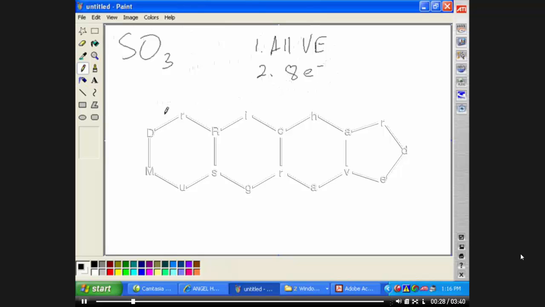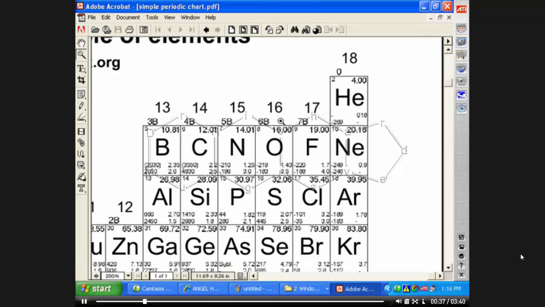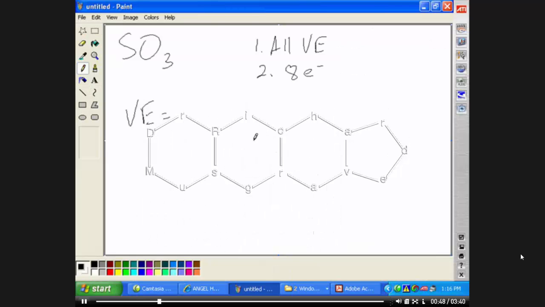here. Alright, the first thing we want to do, calculate the number of valence electrons we're dealing with, because those are the only ones that can be involved in bonding. So let's take a look at the periodic chart here. You'll notice that oxygen and sulfur are both in group 6, which means they both have 6 valence electrons to work with. Alright, so if that's the case, then we've got 1 sulfur, so that's 1 times 6. We've got 3 oxygens, so that's 3 times 6. And that's a total of 24 valence electrons to work with.